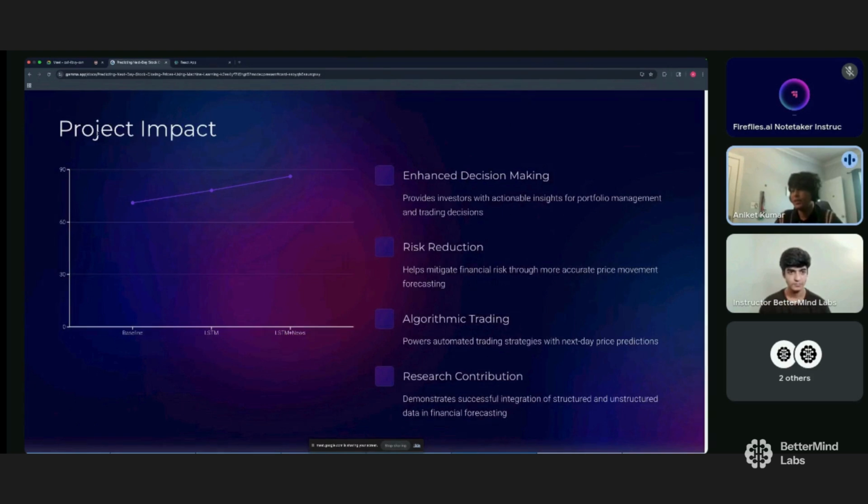So here's our project impact and our goals. It has enhanced decision making, providing investors with actionable insights for portfolio management and trading decisions. We aim for risk reduction, which helps mitigate financial risk through more accurate price movement forecasting. Algorithmic trading powers automated trading strategies with next day price predictions. And research contribution demonstrates successful integration of structured and unstructured data in financial forecasting.